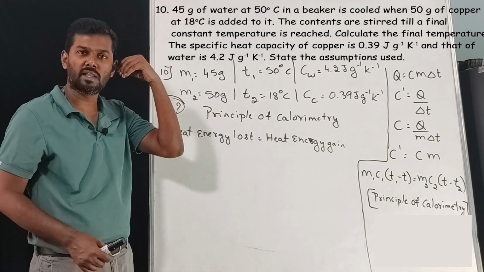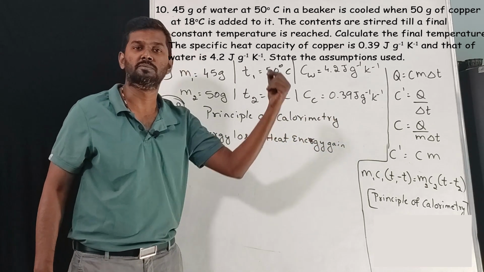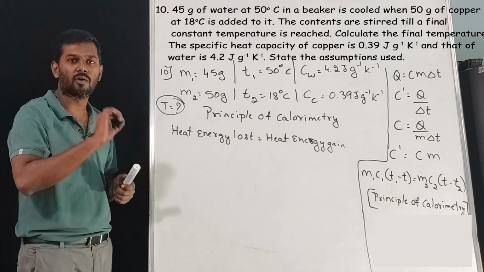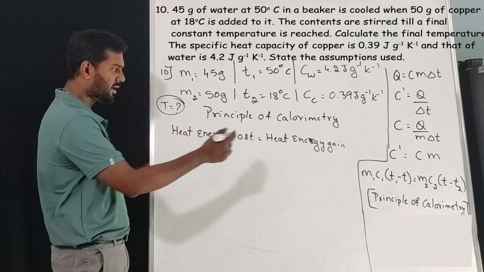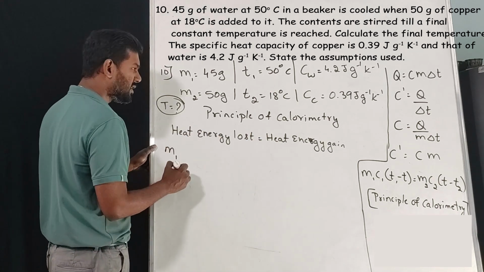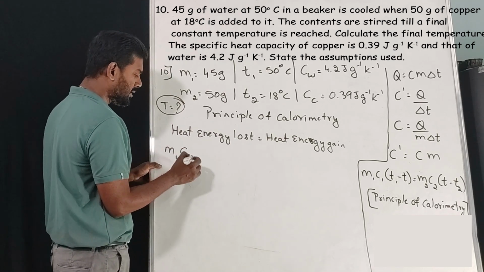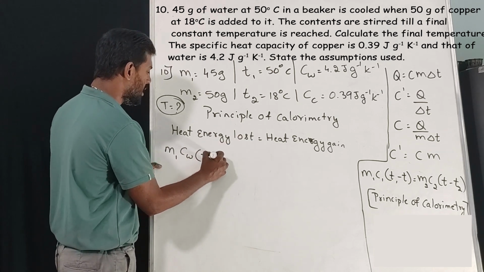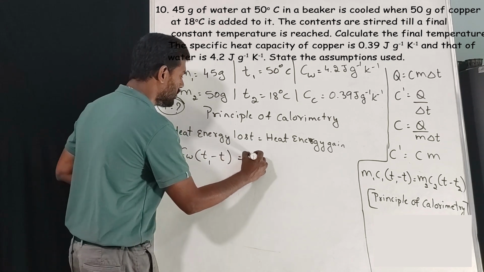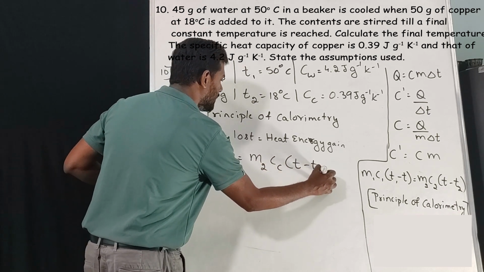If they ask or they are not asking, you write this one. Okay, in the bracket you can write assumption. Then whoever is correcting your paper will understand this is the assumption you are making. So we'll write the formula. Here mass 1 is nothing but the water, and C1 is nothing but specific heat capacity of water. Then M1 CW (T1 minus T) is equal to M2 CC (T minus T2).